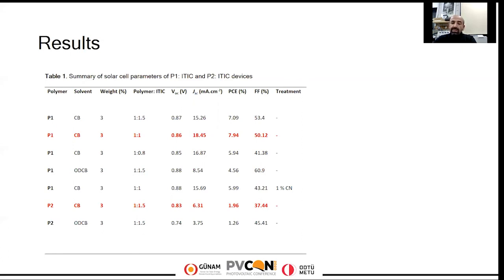Second polymer-based devices exhibited relatively lower efficiencies. The best result was 1.96%. This is a dramatic decrease.